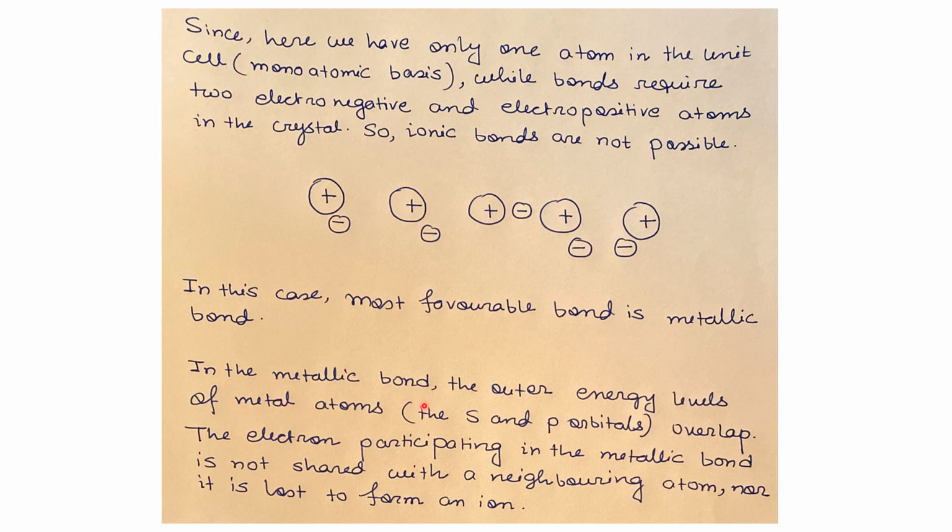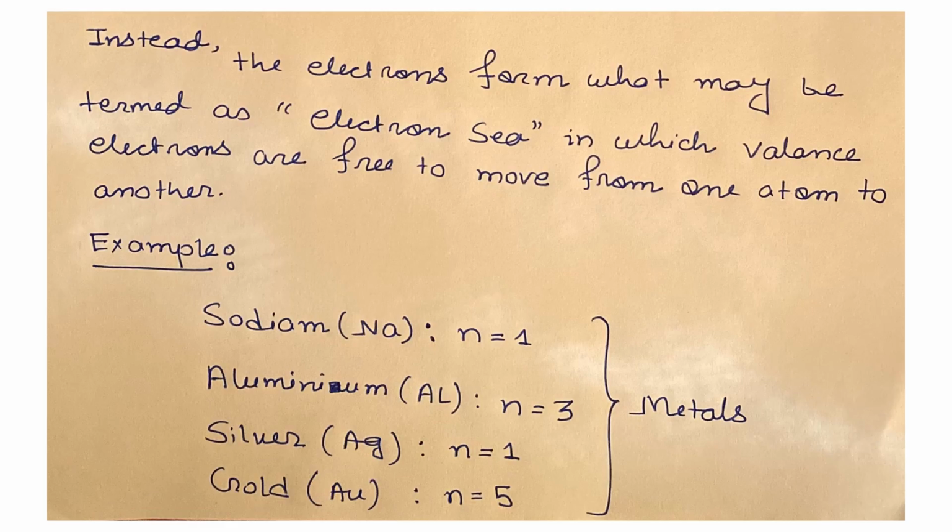In the metallic bond, the outer energy levels of the metal atoms, the s and p orbitals, overlap. The electron participating in the metallic bond is not shared with a neighboring atom, nor is it lost to form an ion. Instead, the electrons form what may be termed an electron sea, in which valence electrons are free to move from one atom to another. Let us consider some examples.